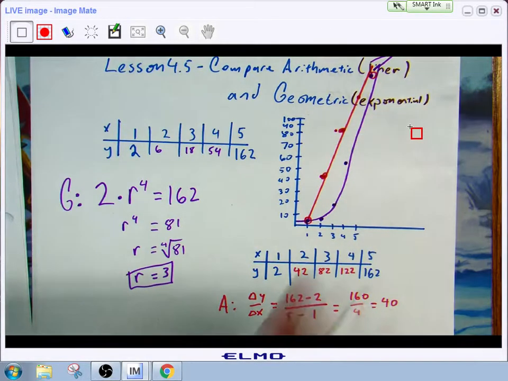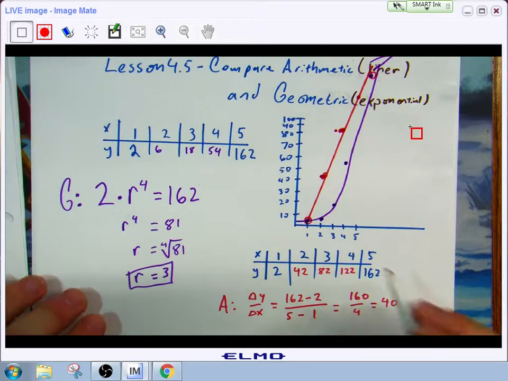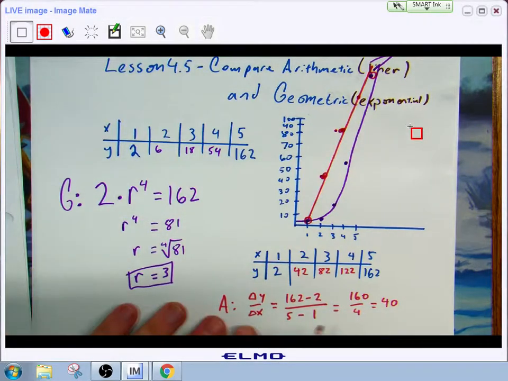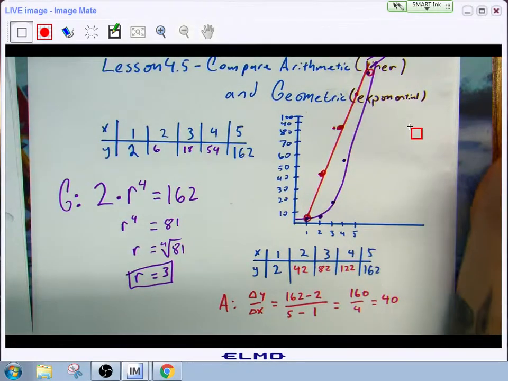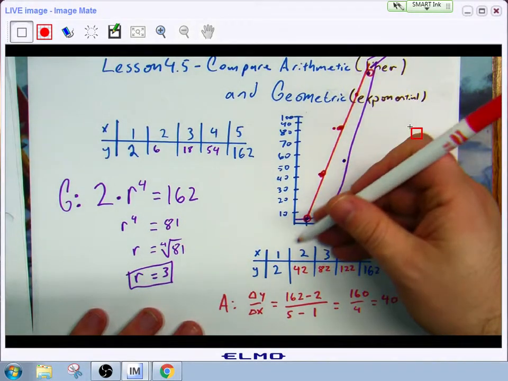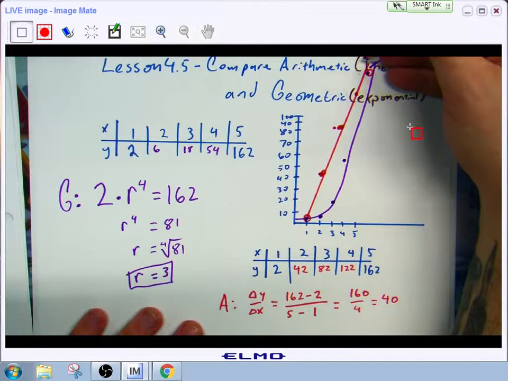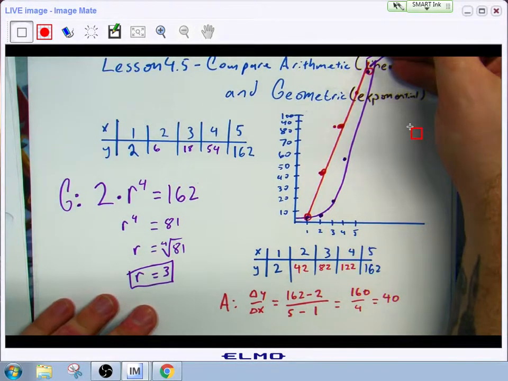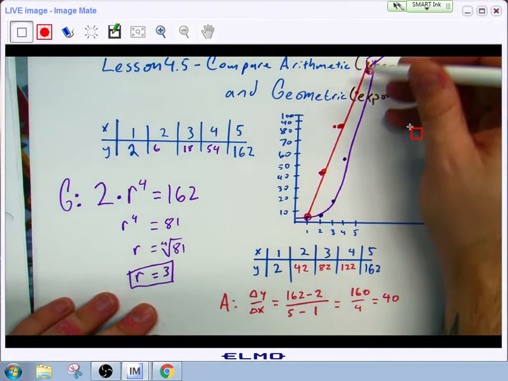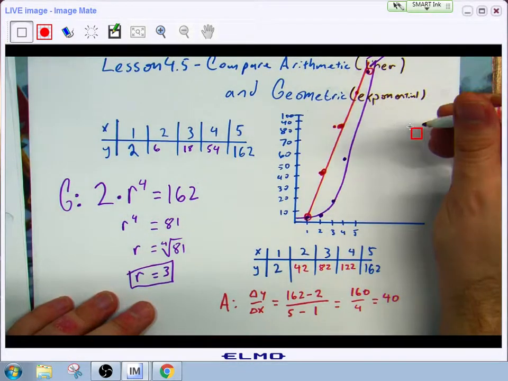Instead of a curve, I end up with a straight line. Does that make sense? So when we're talking about the difference between geometric and arithmetic, we end up with these two vastly different visual representations. The purple is this curved line that slopes upward, starts out kind of slow, and then very quickly rises up. The red line is our linear, just a straight line going from point A to point B.